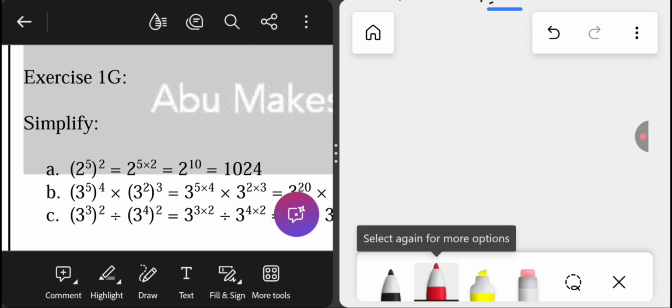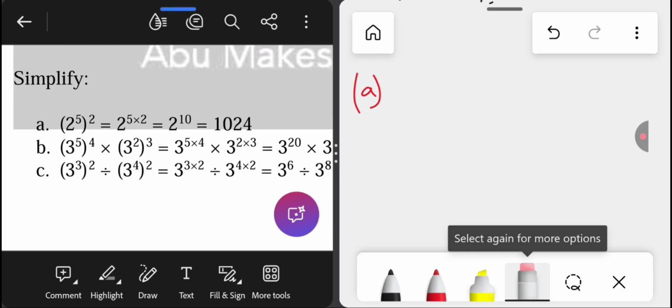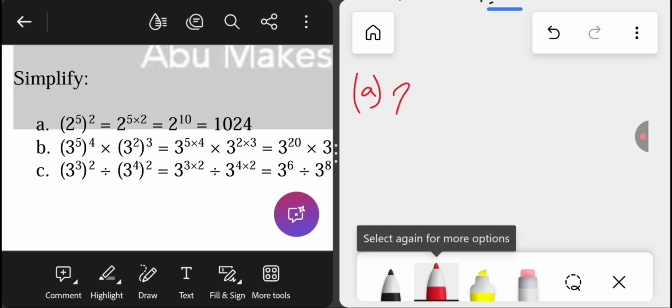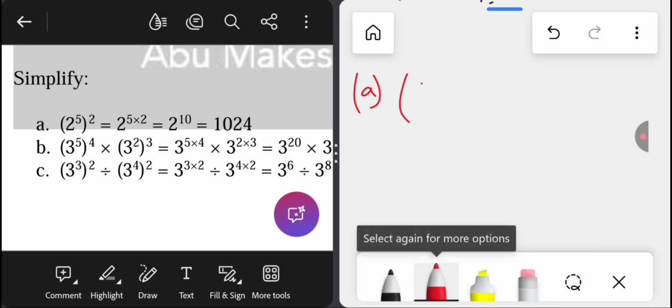We are not going to learn about the zero case. We are going to learn something else. In the very beginning, in the first example, we are provided with the number 2 to the power 5 whole square. We say whole square and whole cube for the powers 2 and 3. So 2 to the power 5 whole square is equal to 2 to the power 5 into 2.